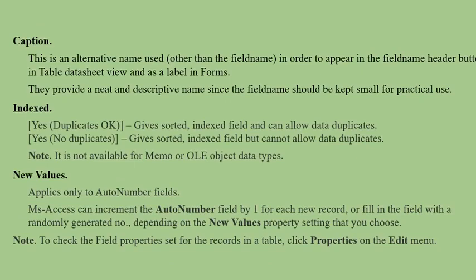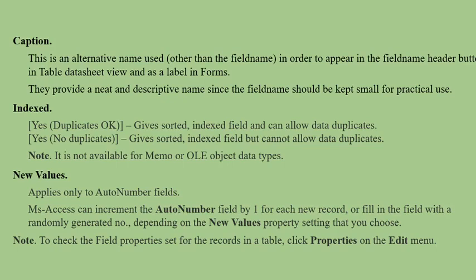We have caption. This is an alternative name, other than the field name, used to appear in the field name header button in table datasheet view and as a label in forms and reports. Therefore, if for example you have written a field name class, but you want it displayed as student class, then you type student class in caption. That is the alternative name to be displayed in table datasheet view and as a label in forms and reports.